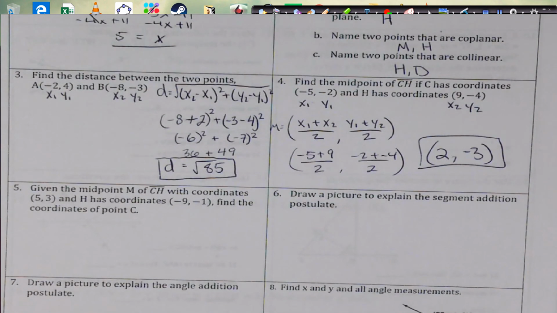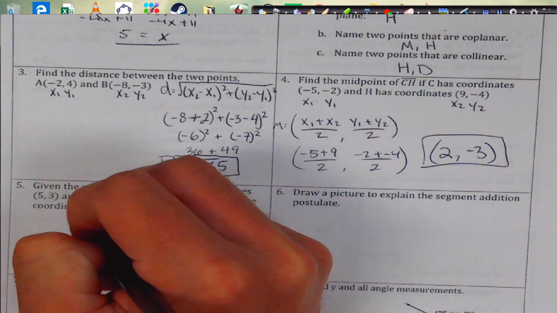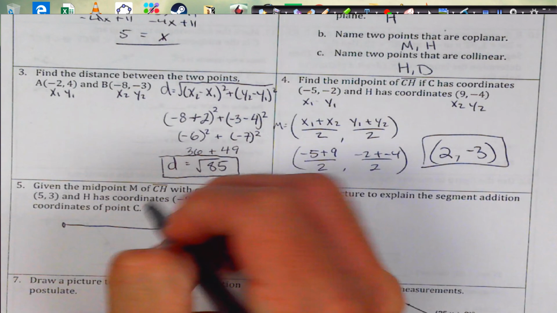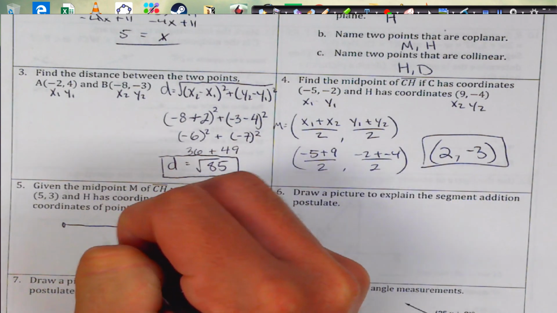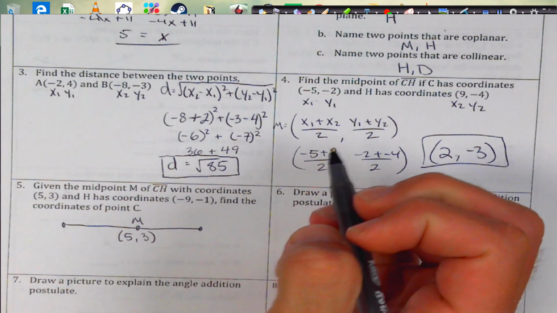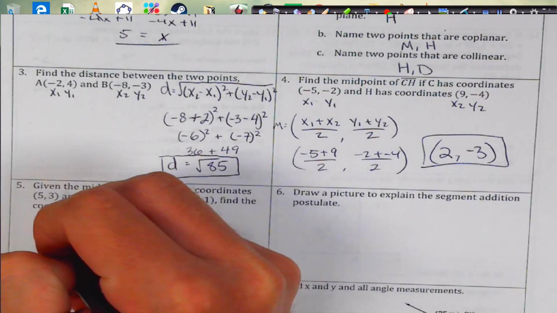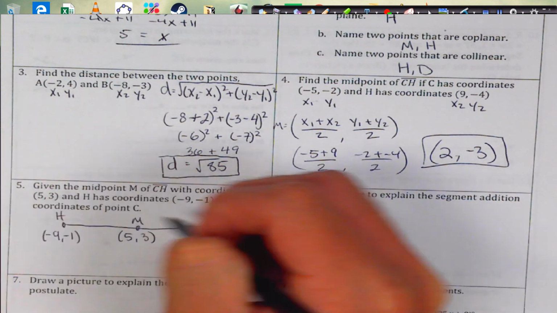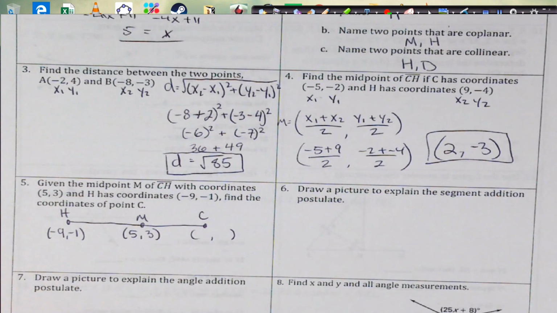Number 5, given the midpoint M of CH with coordinates and H, find the coordinate of C. So this is an example of a different one. This is where we want to draw that picture where M is the midpoint, which is (5, 3), and H is (-9, -1), and then we're trying to find C. We don't know what it is. Okay, so this is where we use that little tactic.